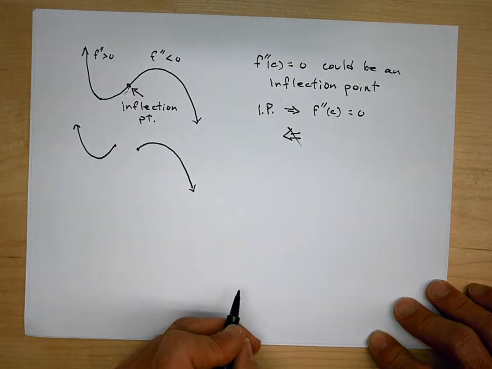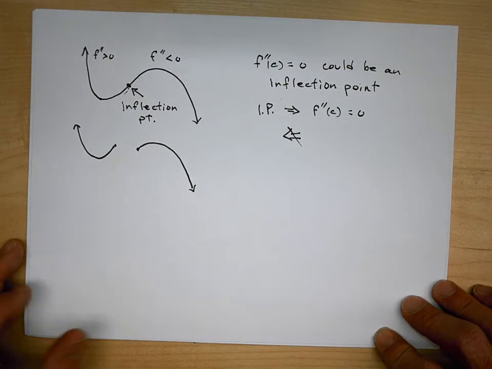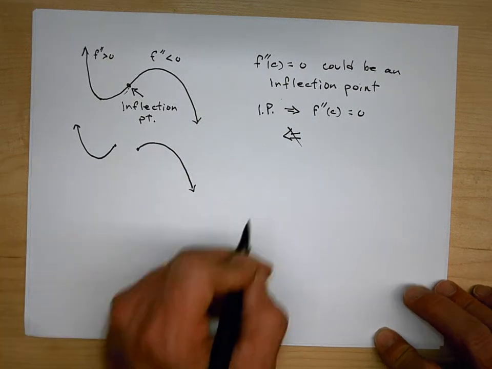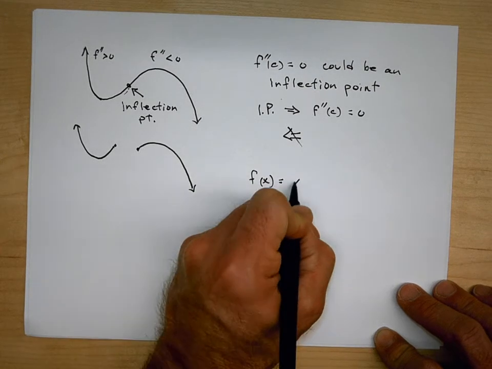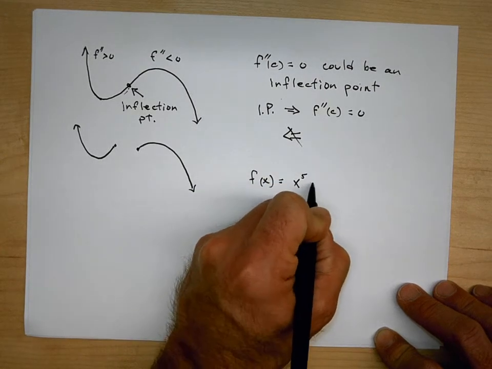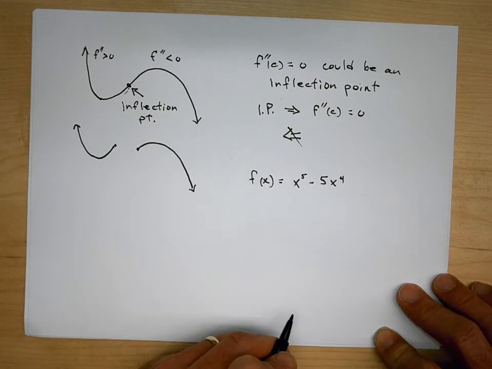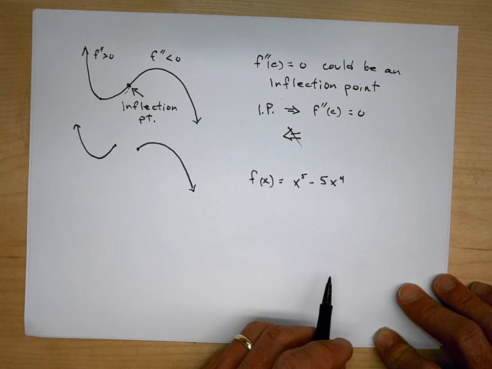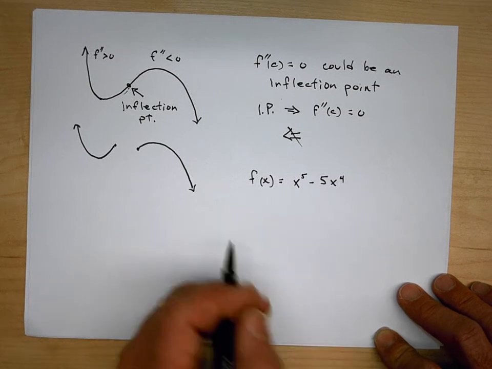All right. So let me give you an example of how we might do this. I'm not giving you a graphical example. Let's just look at an example of a function algebraically. Let's say we have x to the 5th minus 5x to the 4th. Let's try to find the intervals of concavity, where this is concave up and concave down, and find the inflection points.